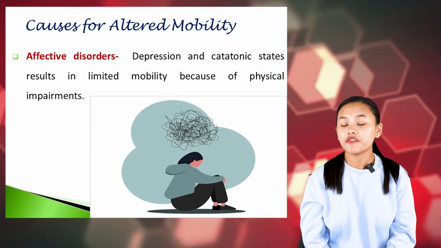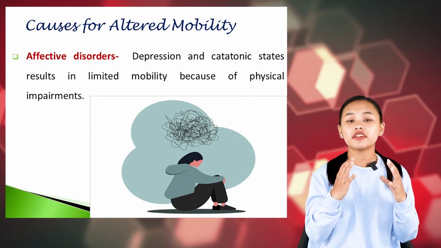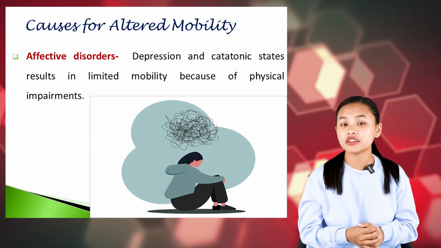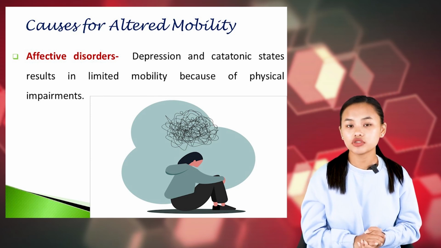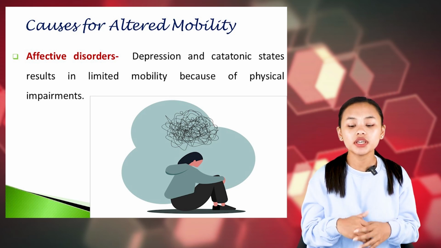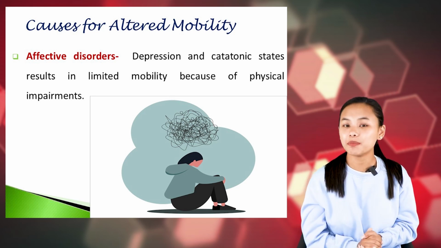The next is the affective disorder. So here, if an individual is suffering from any affective disorder such as depression and catatonic state, then it can also result in limited mobility because of the physical impairment.